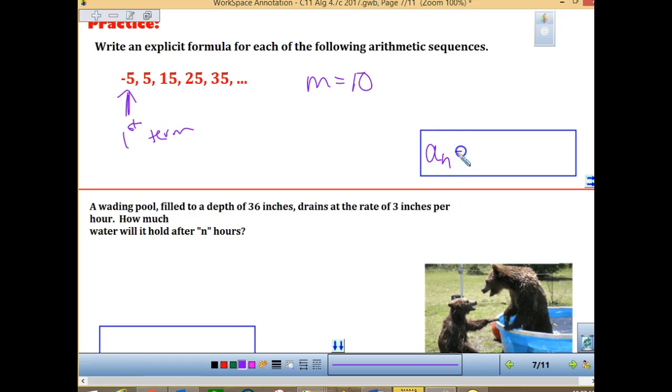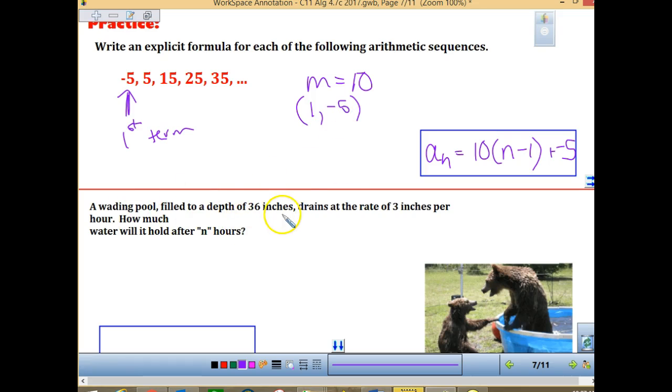A sub n is equal to 10 times (n minus 1) plus a negative 5. Could you just have minus 5 back here? You have to use the first, right? So remember, for point slope, you are using that first point.